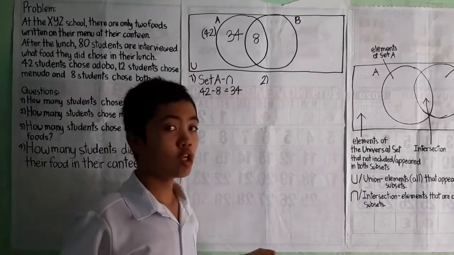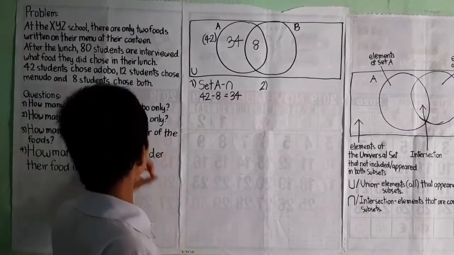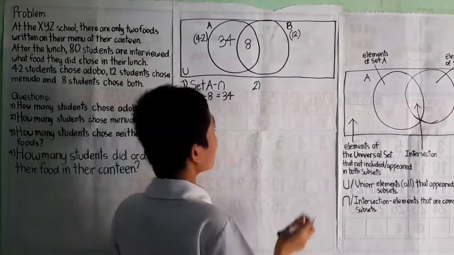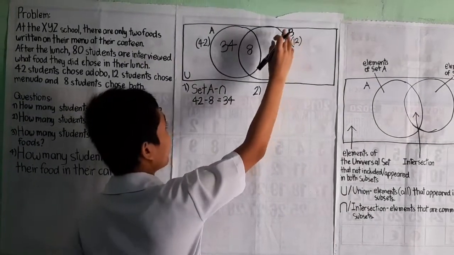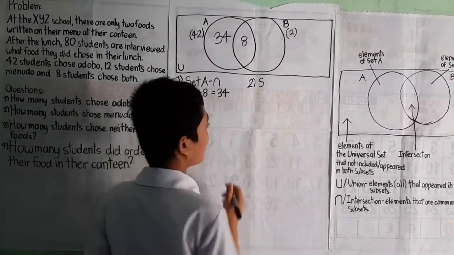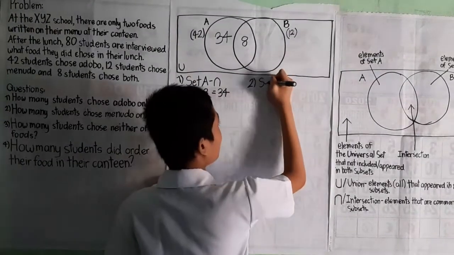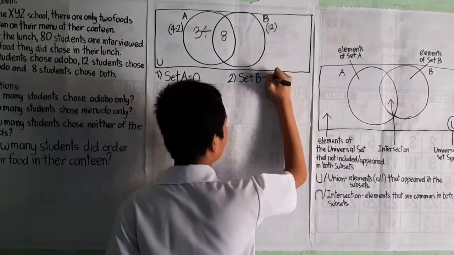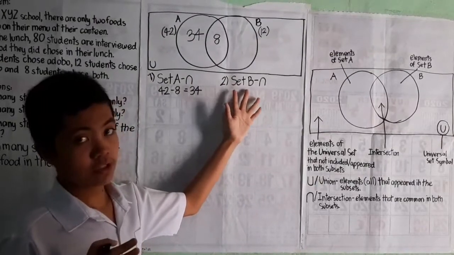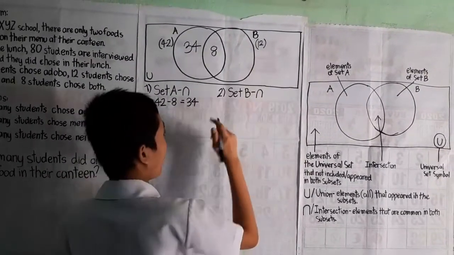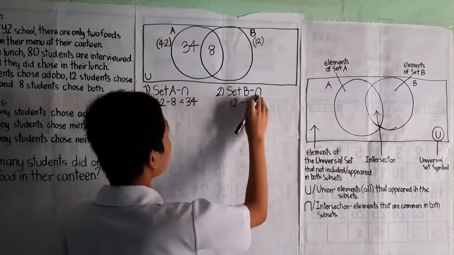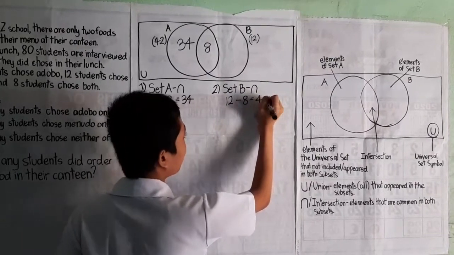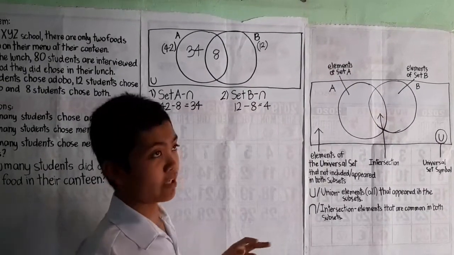Let's move on to question number 2. How many students chose menudo only? So, 12 students chose menudo. So we put 12 here and then put a parenthesis that indicates this number is included in this set. Same also as set A, we're gonna do set B, then subtract it to the intersection. Set B is 12 minus the intersection, which is 8. That equals 4. So 4 students chose menudo only.